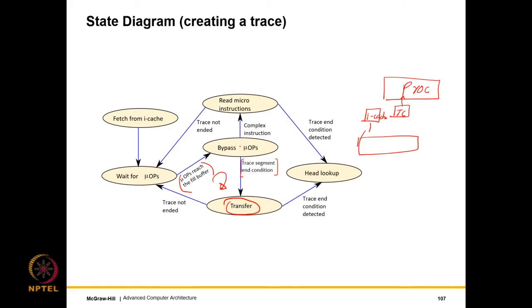The other transition from this state can be when we encounter a complex CISC instruction. There we can have two options. Either we can add an indirect to the microcode table and we can come back, or we can read the micro instructions, formulate the trace segment and again come to this point.